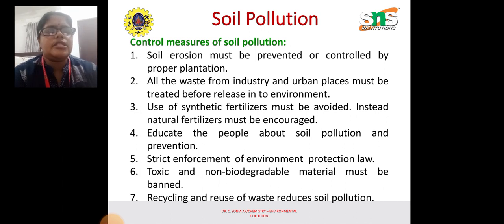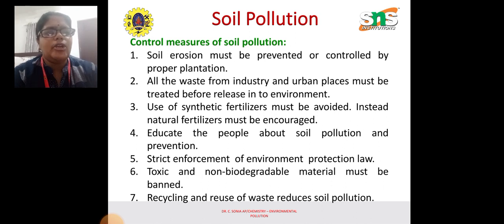Next, the use of synthetic fertilizer must be avoided. Instead, natural fertilizers must be encouraged. Due to the presence of an excess number of chemicals in synthetic fertilizer, the soil loses its ability to give a good yield. Educate the people about soil pollution and how to prevent it. Strict enforcement of the environment protection law. Everything does not come by freedom, it comes by strict laws and enforcement. So we have to abide by the law.